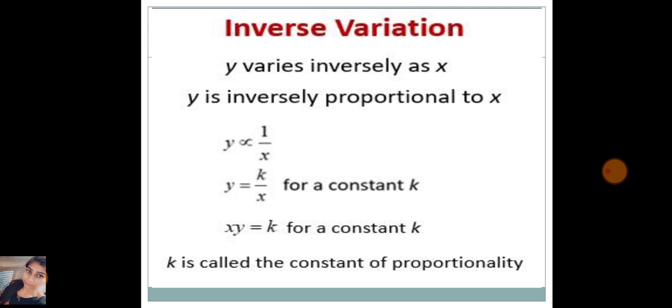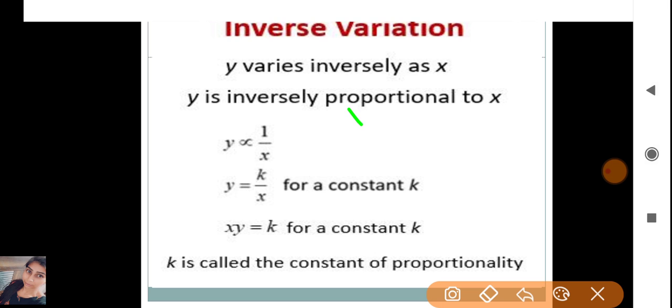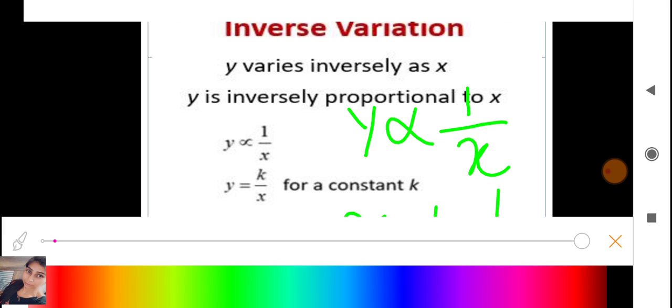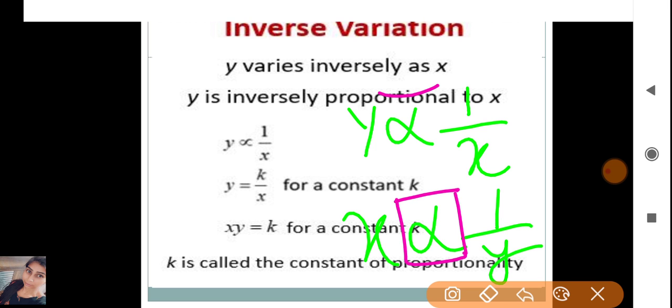Now let us see this. When we say that x and y are inversely proportional, we can write this as y is inversely proportional to 1 by x, or x is inversely proportional to 1 by y. And now we have to remove this sign of proportionality.